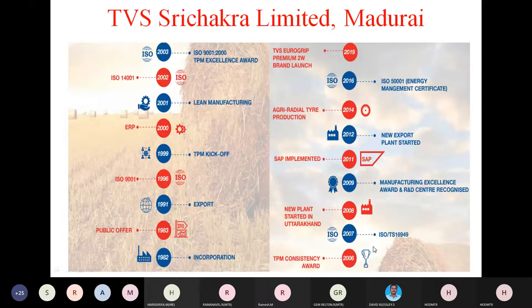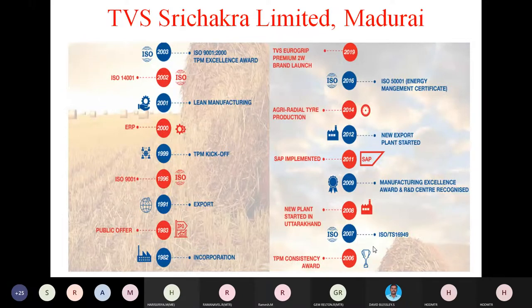This is the history of TVS 3 Chakra Limited Madurai. They started the production unit of tires in Madurai during the year 1982, and they issued the shares to the public during the year 1983. And they started to export their tires during the year 1991, and they got the ISO certification for the quality management system, ISO 9001, in the year 1996.